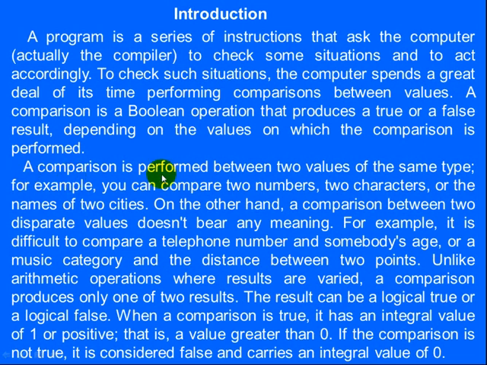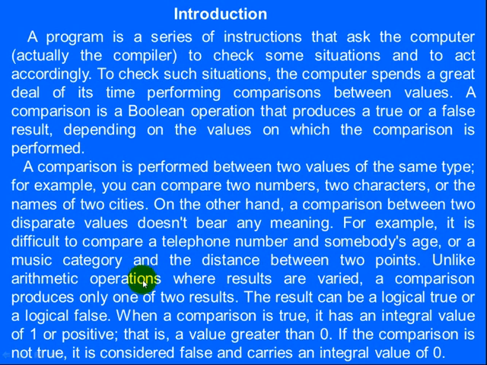A comparison is performed between two values of the same type. For example, you can compare two numbers, two characters, or the names of two cities. On the other hand, a comparison between two disparate values does not bear any meaning. For example, it is difficult to compare a telephone number and somebody's age, or a music category and the distance between 2 points.